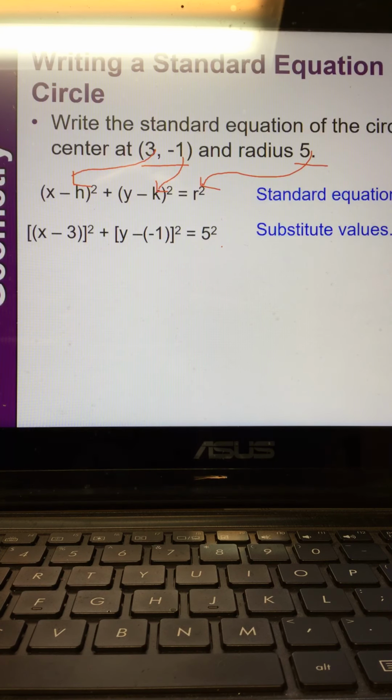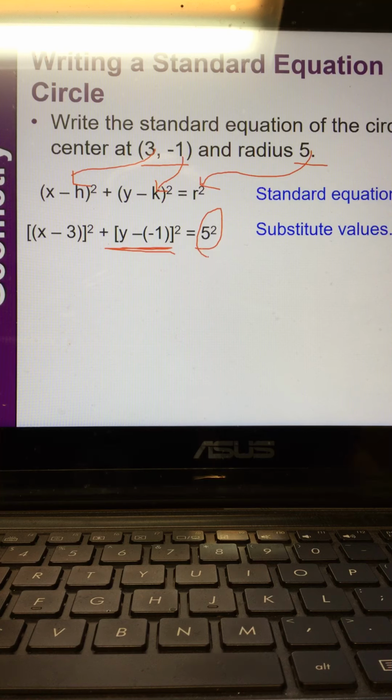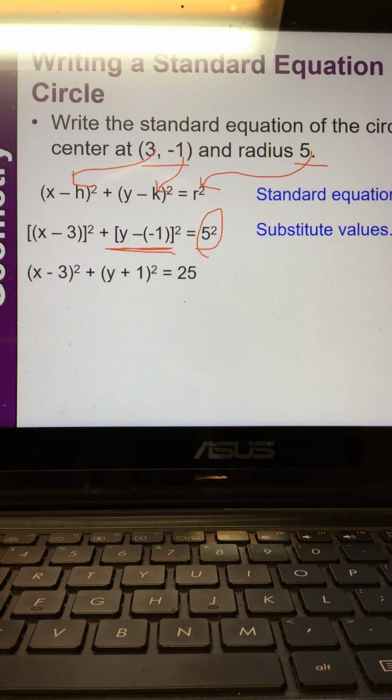Then we're going to simplify. Hopefully everyone realizes this part has to simplify as well as 5 squared. The first part doesn't. It's fine just the way it is. Minus a negative becomes plus 1, and 5 squared is 25. So I think we've done enough of those examples that you've got that.